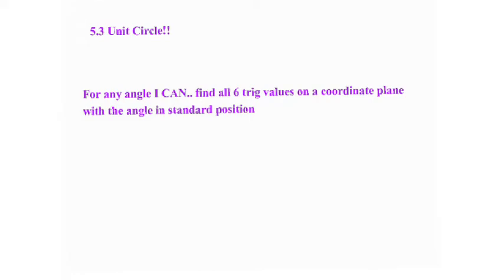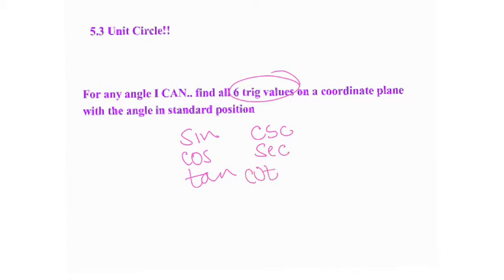We are starting the unit circle. We're going to start just finding trig values on a coordinate plane for any angle in standard position before we get too far into the unit circle. So this isn't necessarily the unit circle, but it's the start to it. I want you to be able to find all six. Remember, that's your sine, cosine, tangent, cosecant, secant, and cotangent.